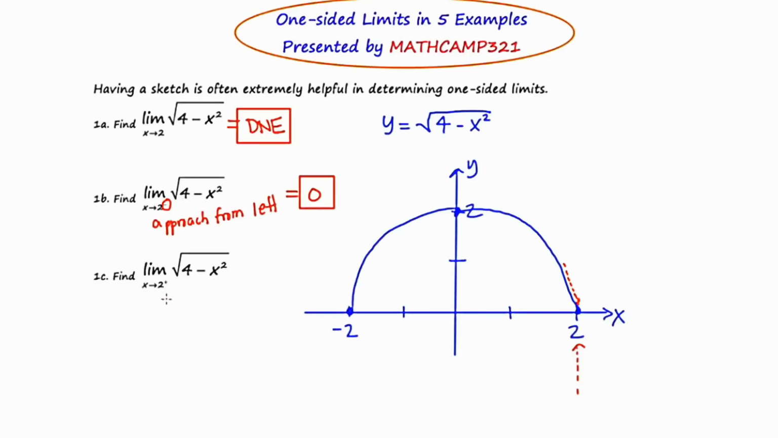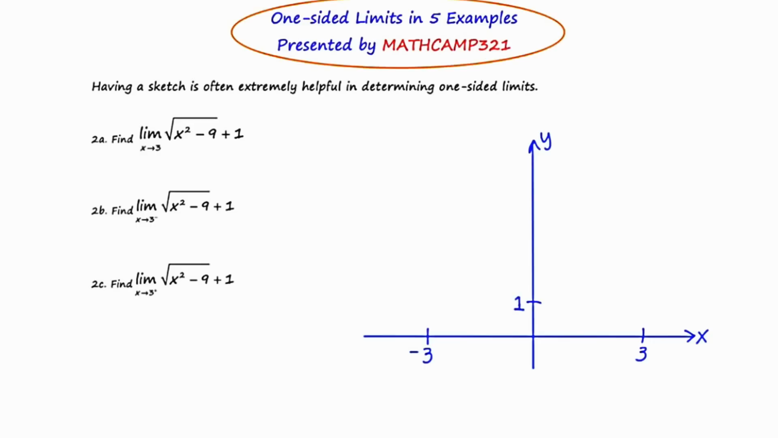My third example is the same exact thing, except now instead of a minus, there's a plus. X approaches 2 with a plus after it, and this means approaches from the right. So if I find x equals 2 and I approach from the right, there's no curve to the right. So this is also not possible. So I'm going to write DNE. So these three questions, the only one that I was able to do was 1b. So in just this one example, we learned a couple things about new notation. If there's a little superscript negative, that means approach from the left, and if there's a superscript plus, it means approach from the right.